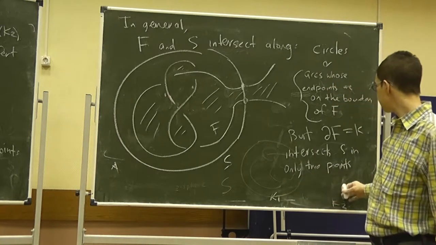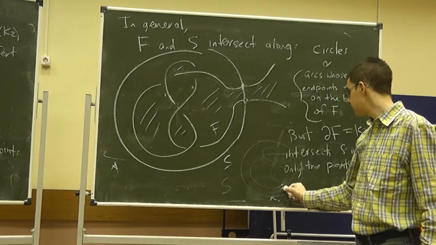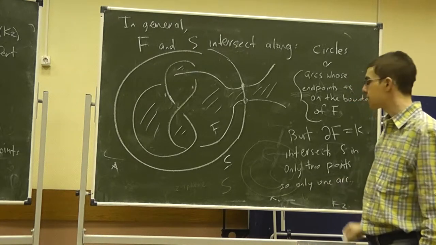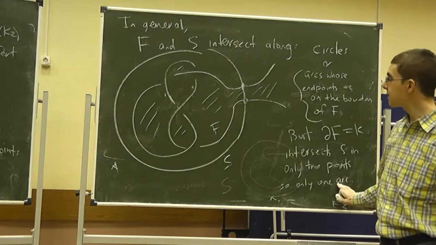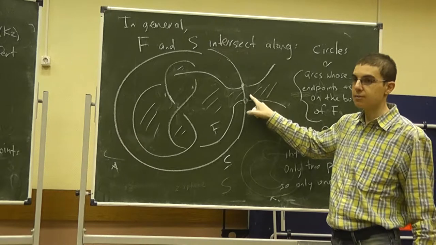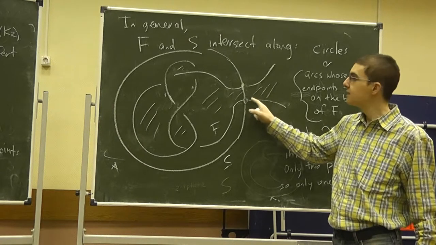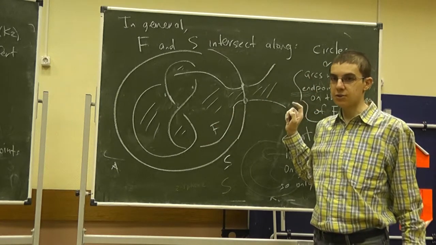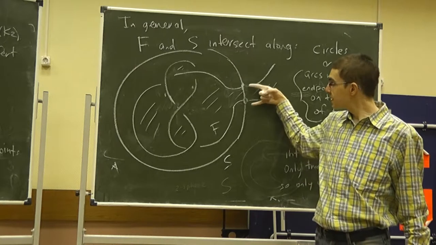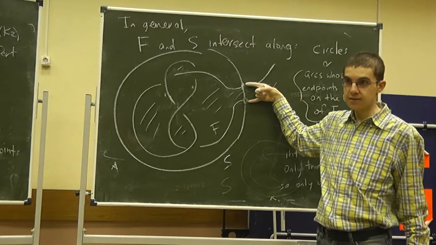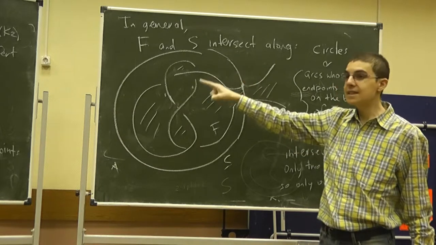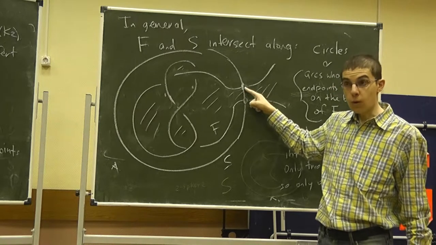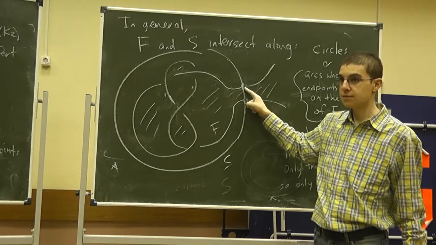Just one arc, so there's only one arc. In fact, we have to have one arc because we know that the boundary intersects the two sphere in a point. Okay, so here's the setup. If we have a surface with boundary, its boundary intersects the two sphere in two points, so it has to intersect along one arc like this, or it could intersect along circles.